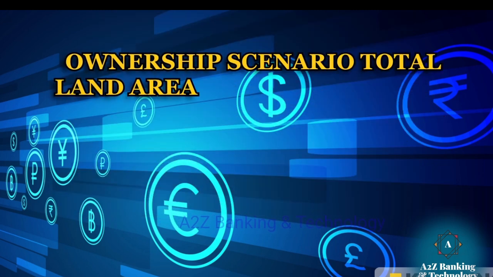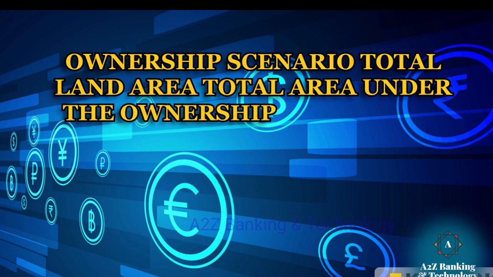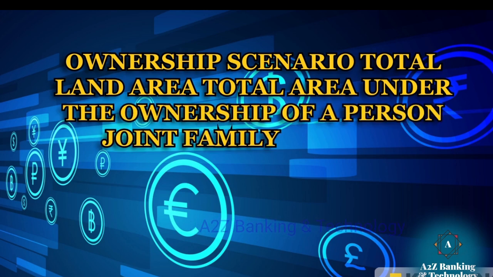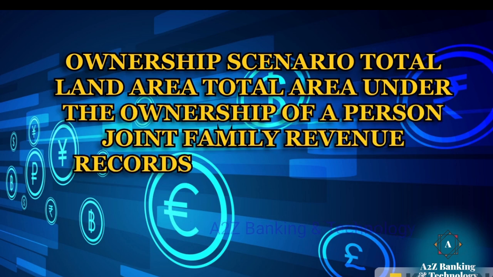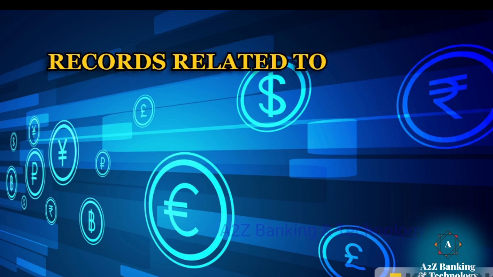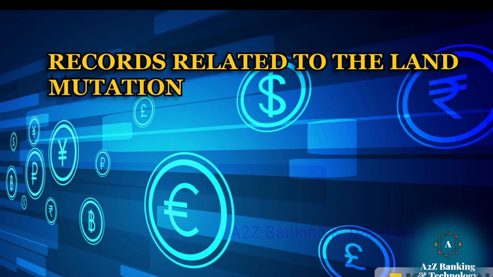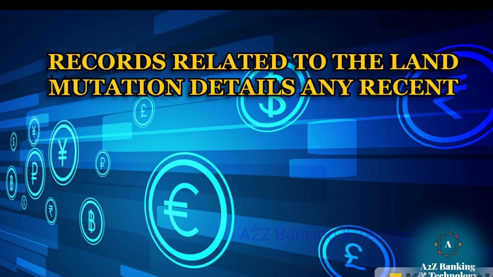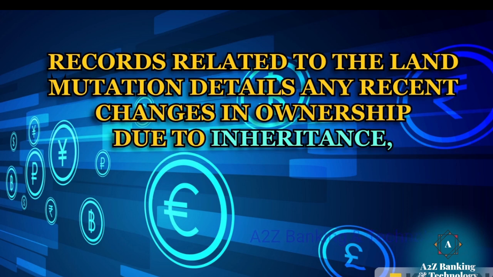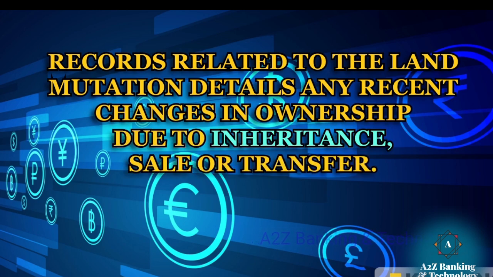Total land area, total area under the ownership of a person or joint family. Revenue records, tax and revenue records related to the land. Mutation details, any recent changes in ownership due to inheritance, sale, or transfer.